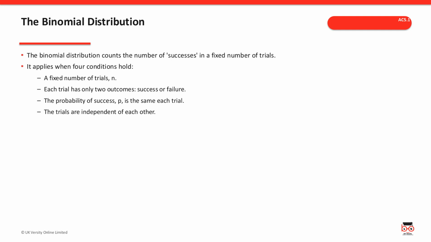Next up, and a real workhorse, is the binomial distribution, which counts the number of successes in a fixed number of trials. It applies whenever 4 conditions hold. There's a fixed number of trials, which we call n. Each trial has just 2 outcomes, success or failure. The probability of success, p, stays the same every trial, and the trials are independent of one another. Tick all 4 boxes, and you've got a binomial situation.